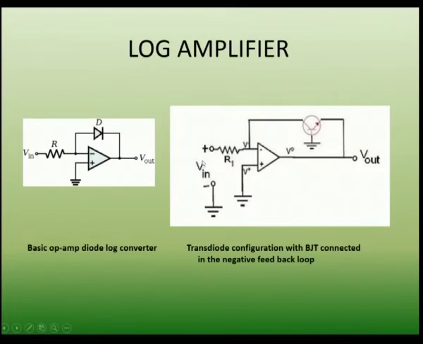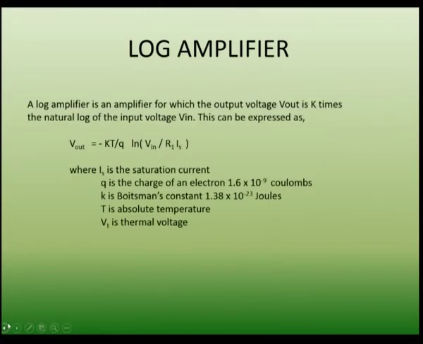So, this circuit can be discussed now. Here the input voltage is given to the negative terminal of the operational amplifier through the resistance R1 and some part of the output is fed back to the same negative terminal of the op amp through the diode connected transistor, and the positive terminal is grounded here. From the circuit, the output is derived as minus kT by q natural logarithm of V in divided by R1 into Is. This is going to be derived from this circuit.